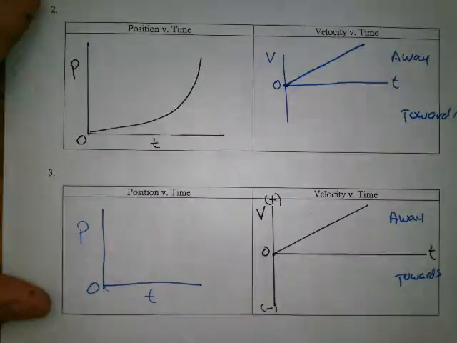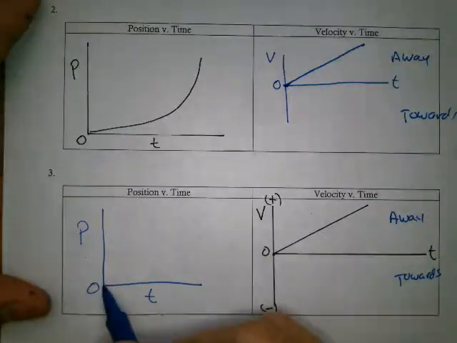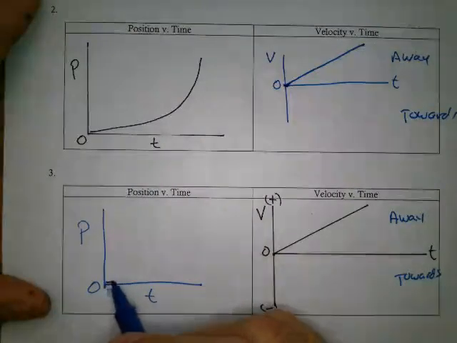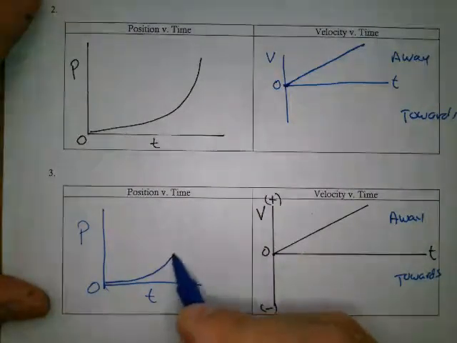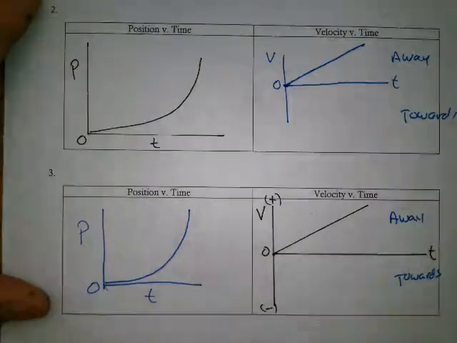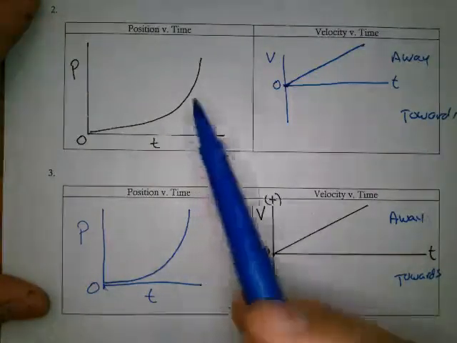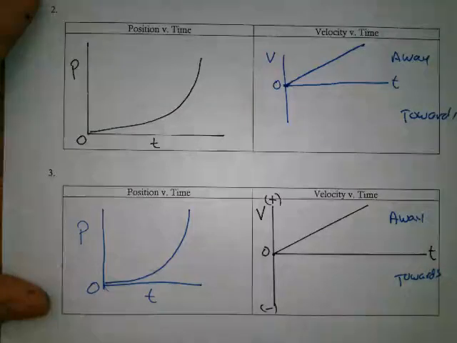So we know that that line is going to start off with a gentle slope, and as time goes on, it's going to get steeper and steeper. And if you'll notice, these are just mirrors of each other, which is a really important thing to keep in mind.